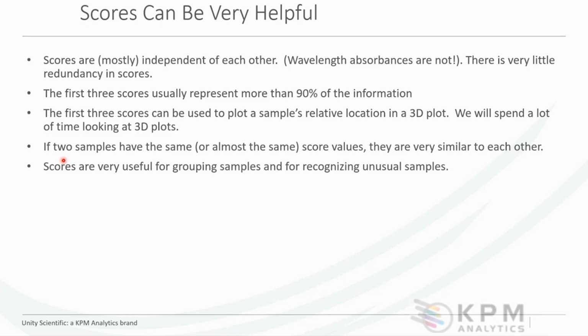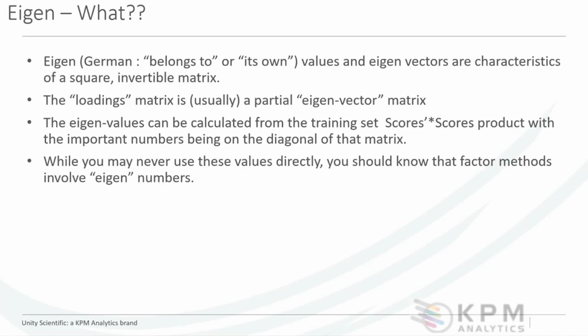Okay? So we're trying to weed out redundant samples, redundant information that does not help us. Scores can be very useful for grouping samples and for recognizing unusual samples. We will see that about halfway through our exercises. We will start using this to find unique samples and the best samples for calibration. We're going to search for the spectra and the features of the spectra that are unique and useful, and we're going to trust that that variance will explain our constituent variance effectively. So quickly, eigen. Eigen is a description.